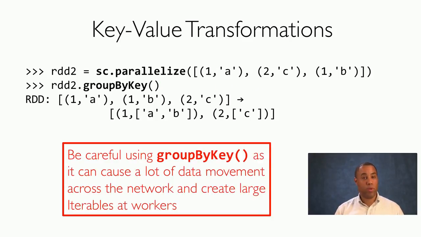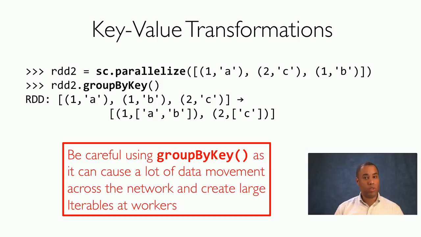The third key value transformation that we'd like to look at is a group by key. So using that same RDD from the last example, the tuples (1, A), (2, C), and (1, B), when we apply the group by key transformation, what we end up with is a new RDD that contains two elements. The first element is the tuple 1 and an iterable of A and B. And the second element is the key 2 and an iterable of C.